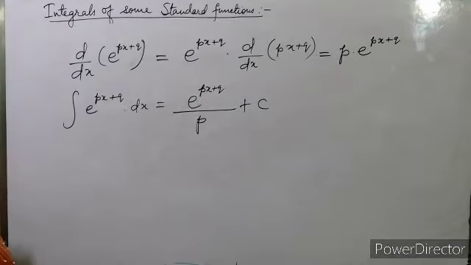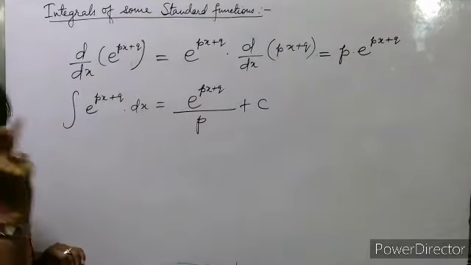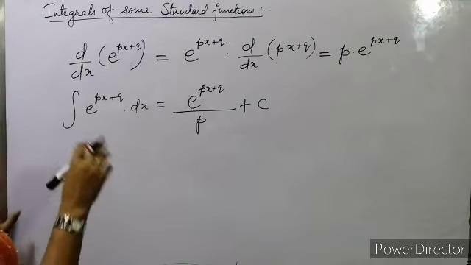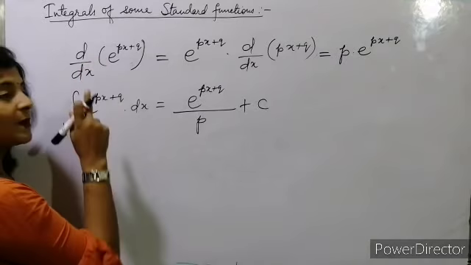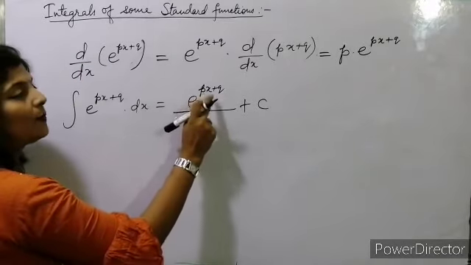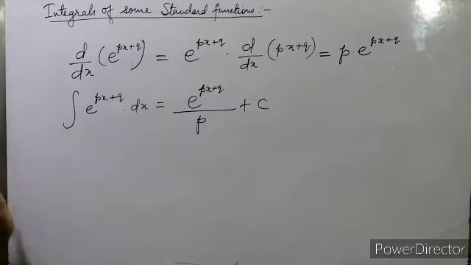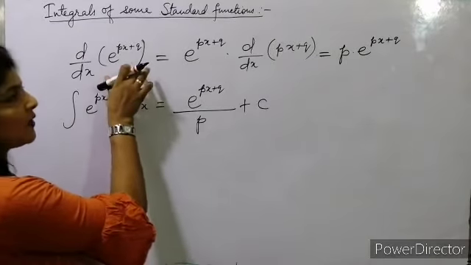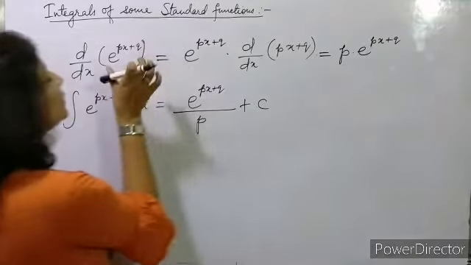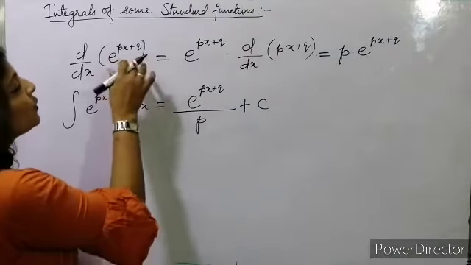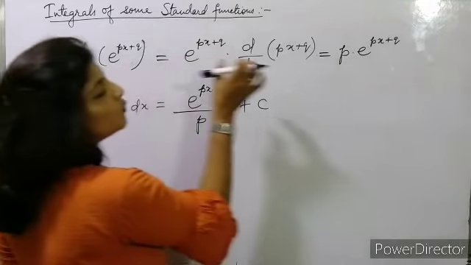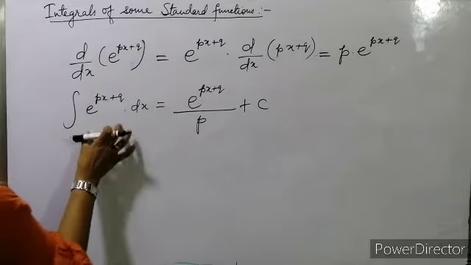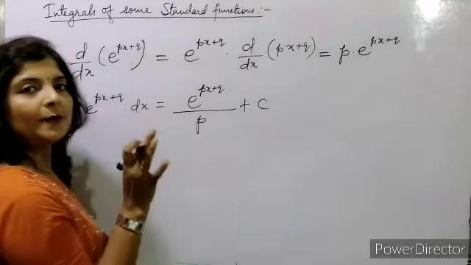So the integral of this function with respect to x is e to the power px plus q divided by p plus c. Okay, so when we are differentiating, let this function be f(x). If we differentiate this f(x), we get p f(x). But when we integrate this f(x), we get f(x) upon p.